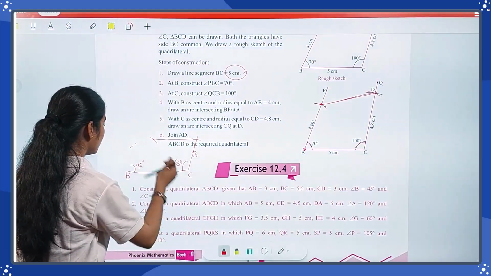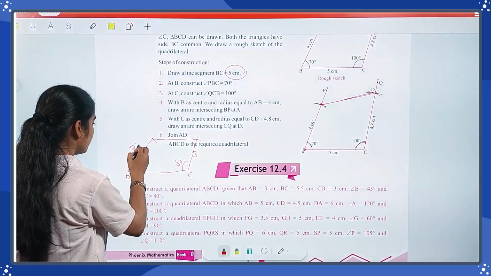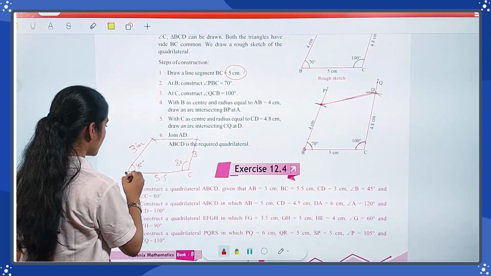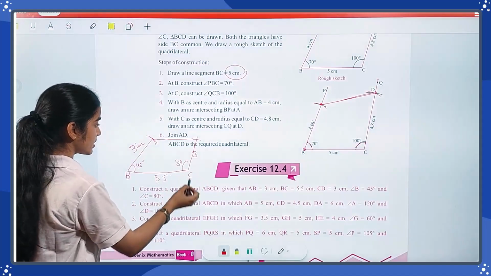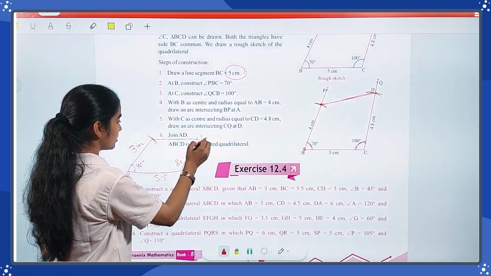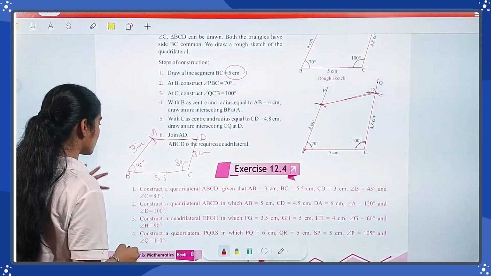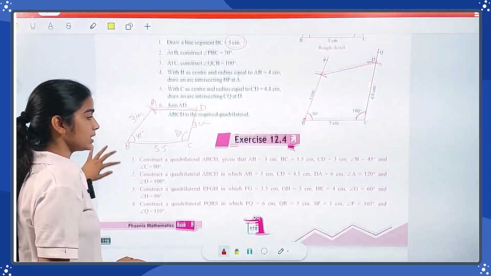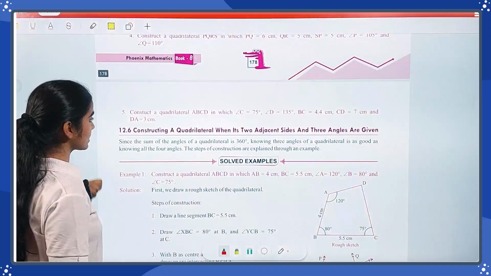Here what you have to do, you have to open your compass till 3 centimeter. This is your BC now, already 5.5 centimeter. Open your compass 3 centimeter, mark an arc here. Now your C point is 3 centimeter. This is correct. This is your D. Now you have to connect these 2 points together. ABCD is your required quadrilateral, and the same procedure you have to repeat for the rest of the questions in this exercise you have.